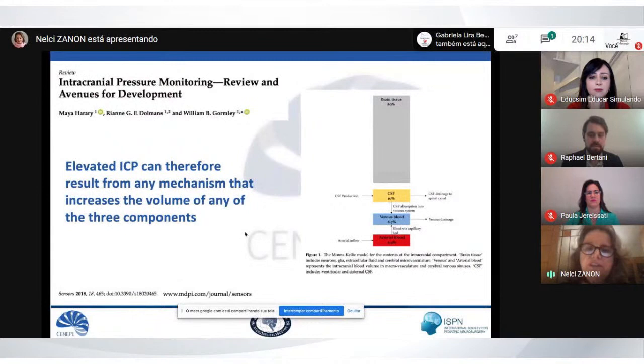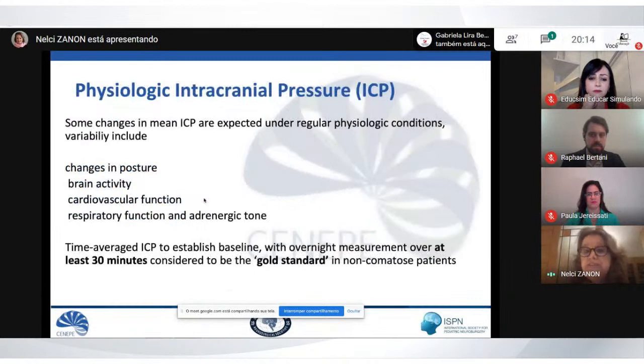We saw from Giselle and Raphael that intracranial hypertension involves the compartments of CSF, brain, or blood having some trouble. The physiological changes in our intracranial pressure happen several times during the day, but just at moments when we are making some effort, doing sports activity, or changing our posture.